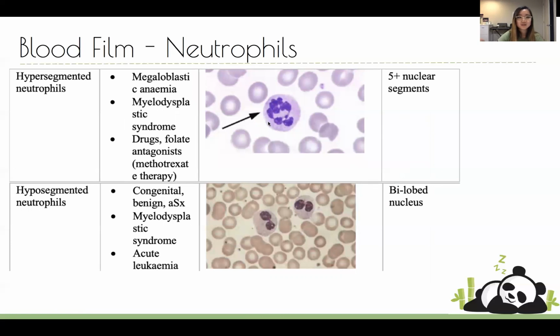This is a hypersegmented neutrophil. So you see 1, 2, 3, 4, 5, 6, 7, 8, 9. Lots of nuclear segments. And that indicates megaloblastic anemia, basically. Other things can cause it. I'd say just know the anemia. Hyposegmented neutrophils can be benign, can be normal, or can be due to issues. Not that important.